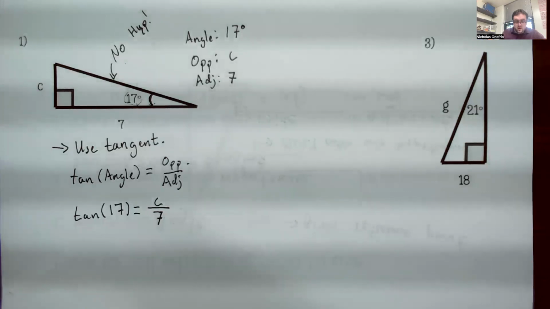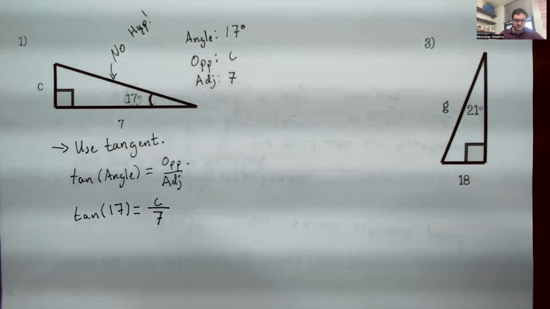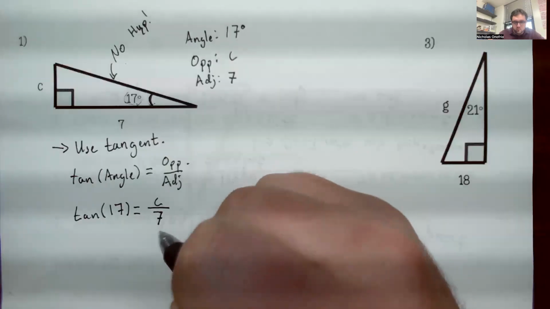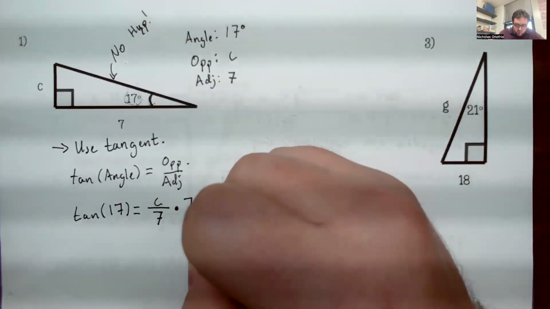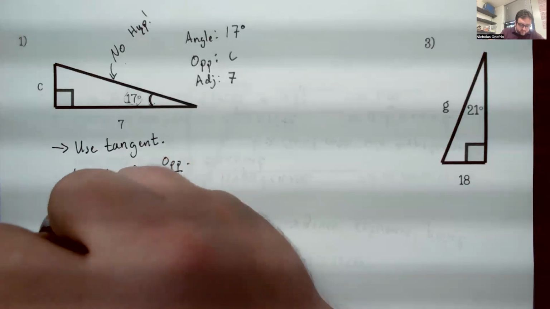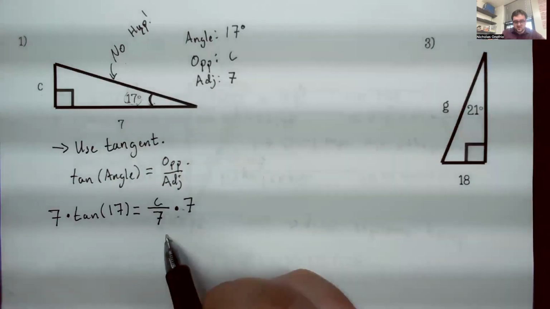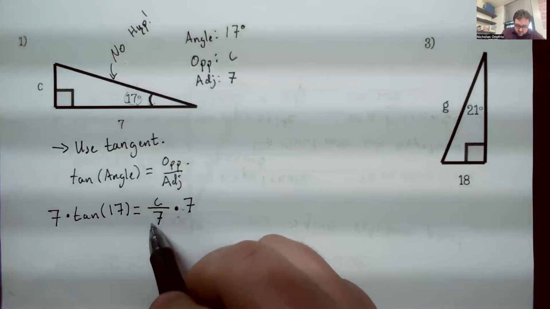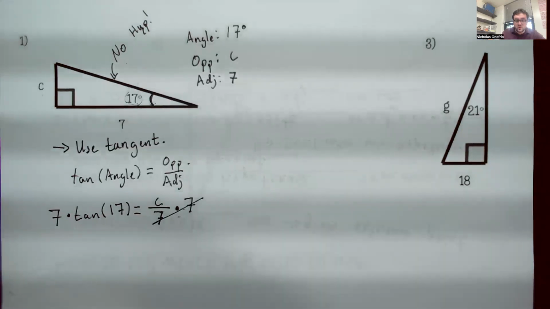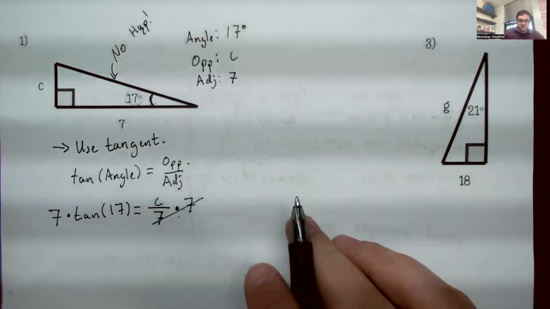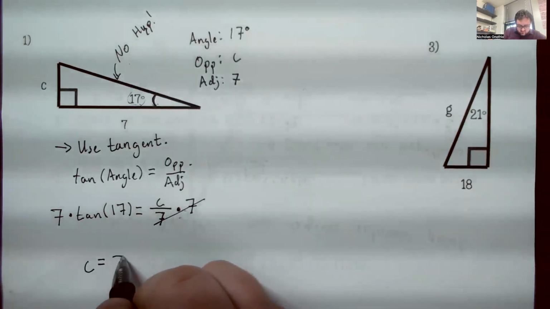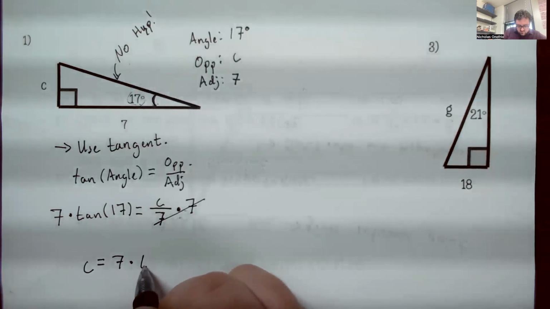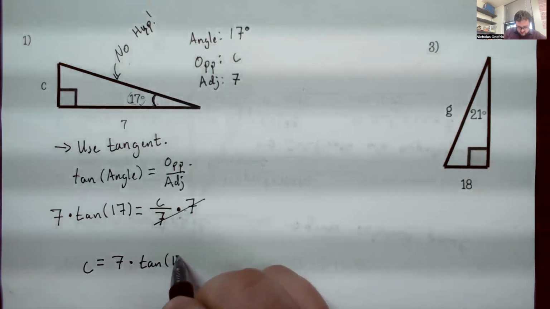Okay. Now we need to get our variable by itself. If you remember back to last week, when we had a number on the bottom of our equation, we could get rid of that number by multiplying both sides by it. So our number was 7. We're going to multiply both sides by 7. Those are going to cancel. We're going to be left with C equals 7 times tangent 17.